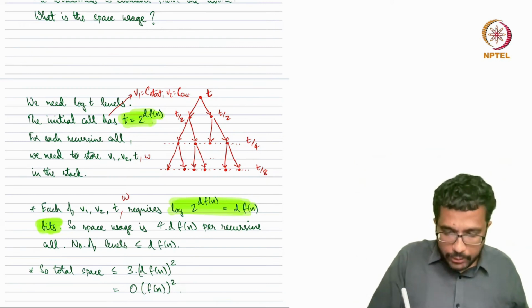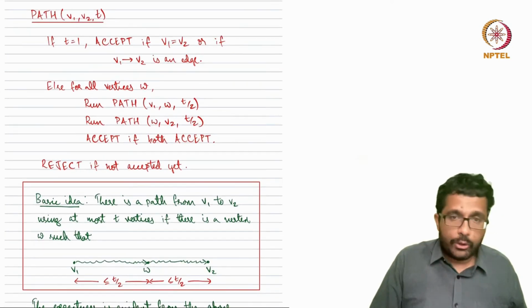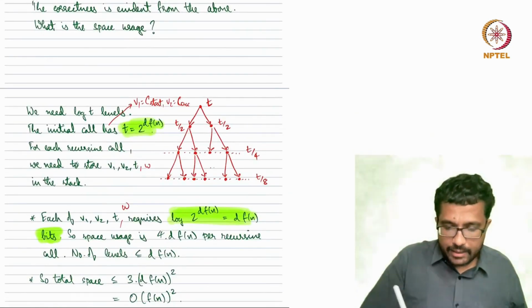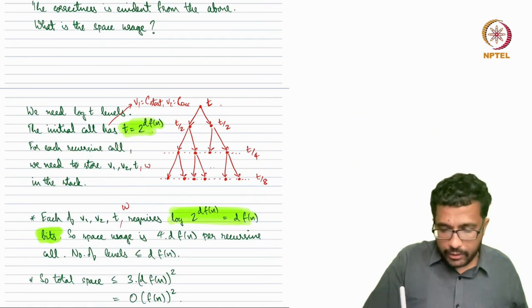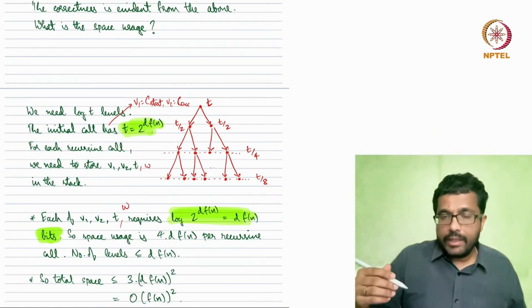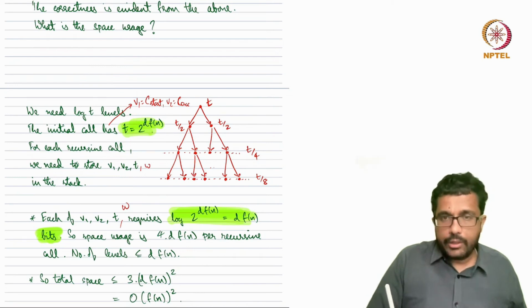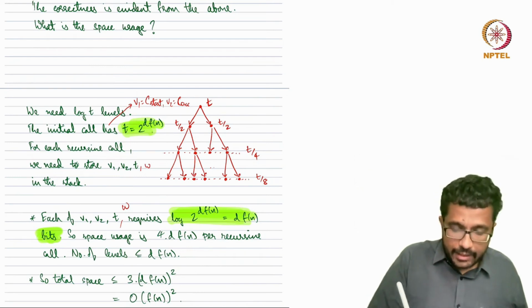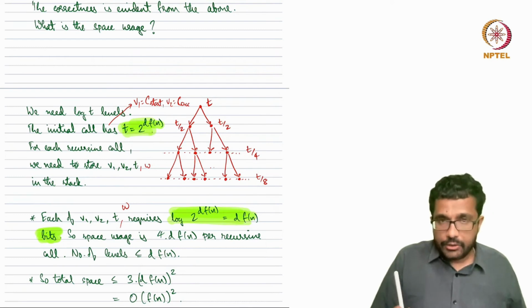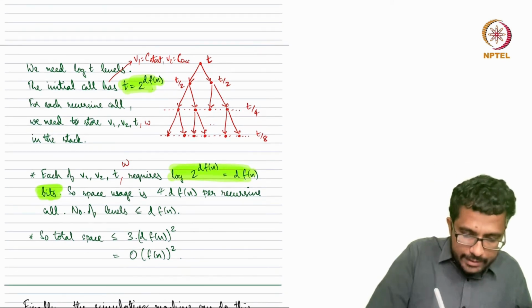So t will become t by 2, t by 4 and so on. But how many levels can it go? We know that the base case is when t equals 1. So how many levels does it require to reach 1? Every time it halves, so we need log t levels for it to reach 1. So this tree has log t levels. So the number of levels is d f(n), which is just log t.